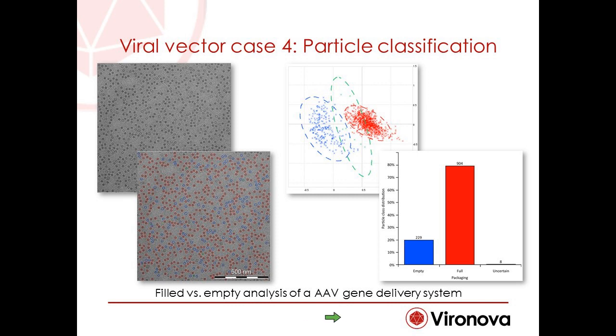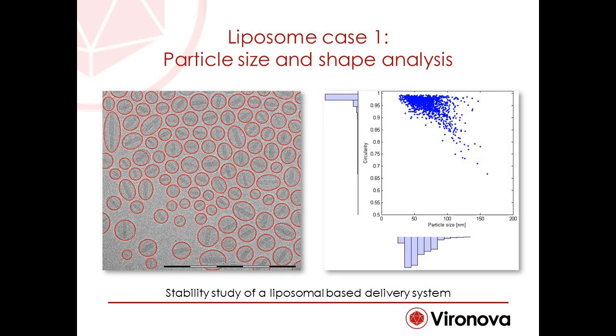So let's move on now to another vector system, the lipid-based system. Here we show liposomes packed with doxil. You have the doxil here as the bar structure in the middle. This was a stability study that we ran on the liposomes.